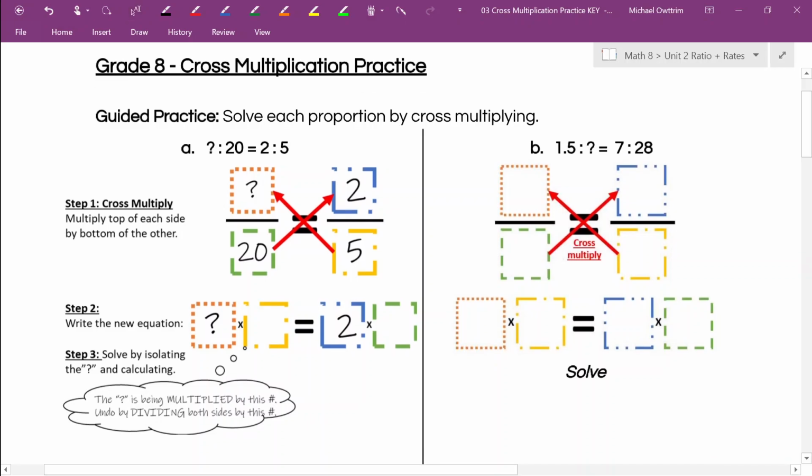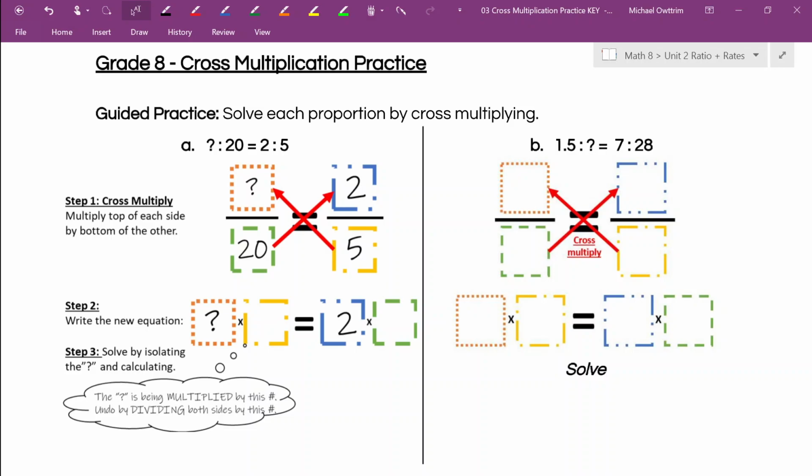So in our guided practice question A, we've got question mark over 20, which is our question mark to 20 ratio at the start of the question, is equal to our 2 to 5 ratio. Now remember that you just need to have each term in the ratio serve the same purpose. So in this question, they've started setting up by having the first term be the top and the second term be the bottom, which means in the other ratio, the first term also has to be the top and the second term also has to be the bottom. And that's what we have in our setup.